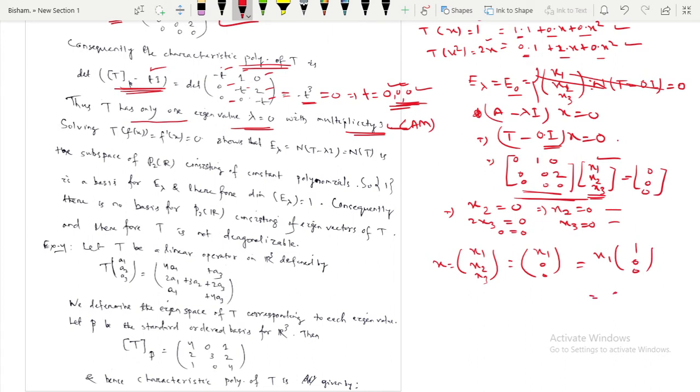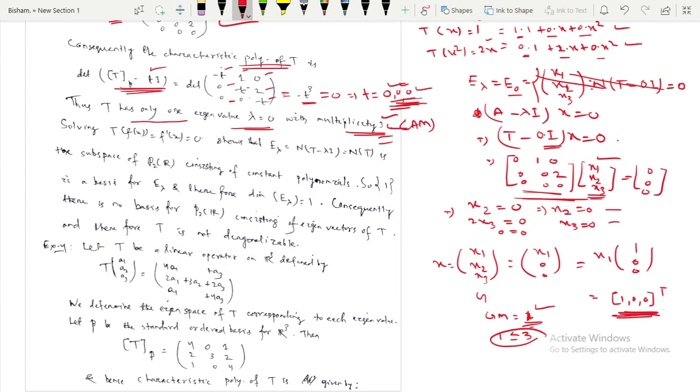That means 1 0 0 transpose, and this is the only eigenvector. That means its geometric multiplicity is 1 because you are getting only one independent eigenvector. So here GM is less than or equal to AM. Here the algebraic multiplicity is 3, but its geometric multiplicity is 1. Or here the eigenvalue 0 is repeated thrice, but for its corresponding eigenvector you are getting only 1.